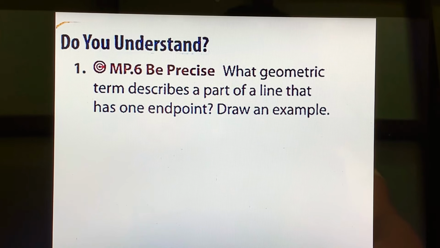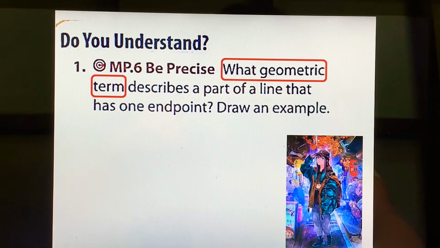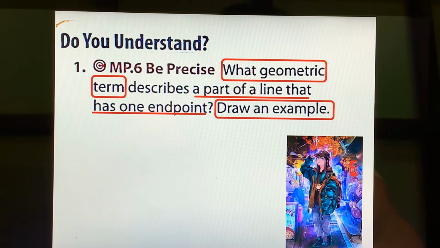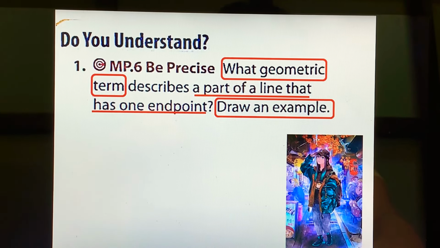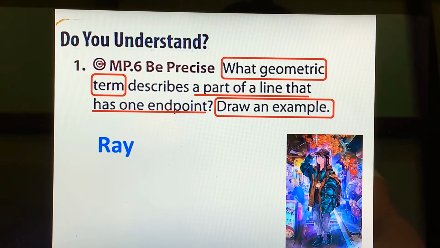Question 1. What geometric term describes a part of a line that has one endpoint? Draw an example. 哪一个几何名词呢？它的叙述是说，它是 a part of a line that has one endpoint. 它是直线的一种，但是它有一个端点。Which geometric term describes that? The answer is ray, 射线。Draw an example. You have to draw an example of a ray.